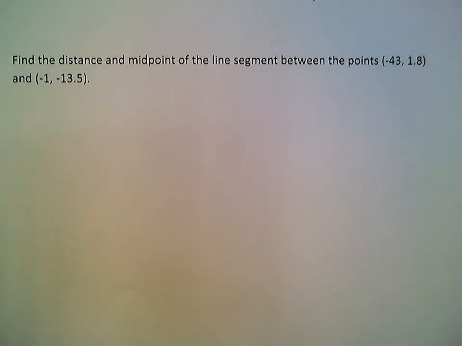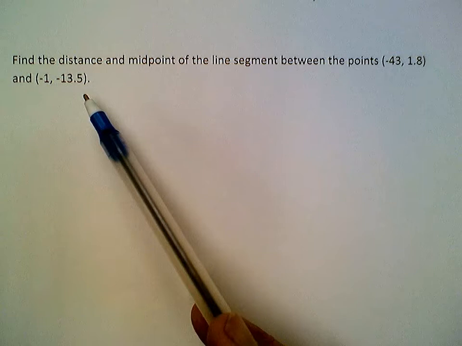Alright, in this video we're going to still find the distance and midpoint of a line segment, but I'm not going to bother to graph. And the numbers aren't quite as small and convenient as the last example. So here I got 2 points, negative 43, 1.8, and negative 1, negative 13.5.